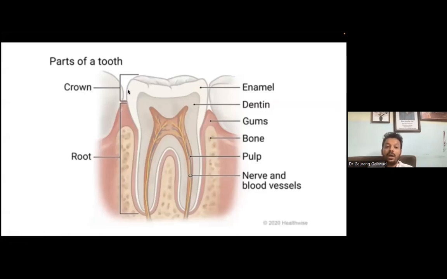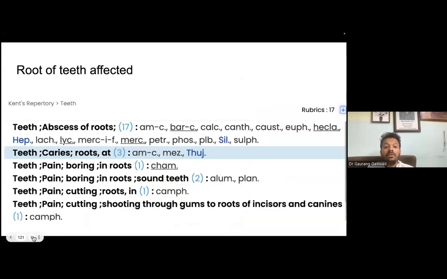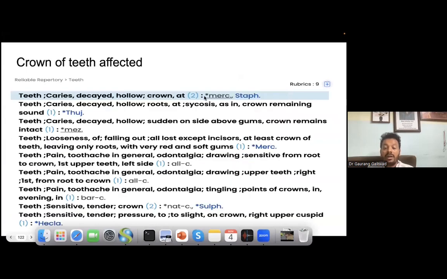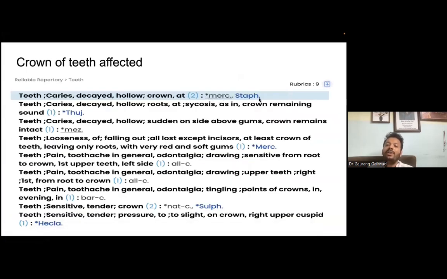I put up a picture of the crown and the root. The upper part is the crown, the lower part is the root. Why is this important? Because we have homeopathic remedies for that. If typically the roots are affected, when the dentist says there is very bad root caries and the root canal is affected, the more important remedies are merc sol and thuja. On the other hand, if the crown is affected, then the remedies are mercury and staphysagria. So, just by looking at the teeth, if the dentist writes that the crown is totally carious, it is mercury and staphysagria. If the root is affected, it's merc sol and thuja. This also gives you a pointer, ladies and gentlemen.